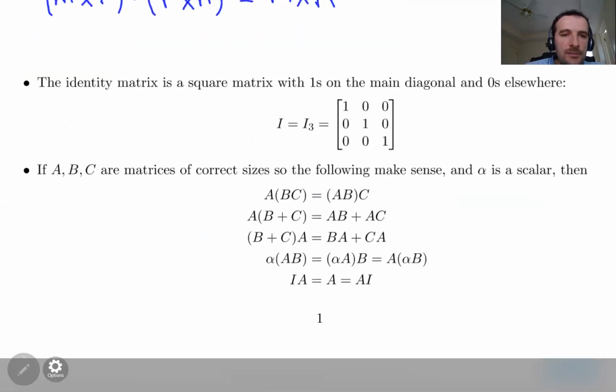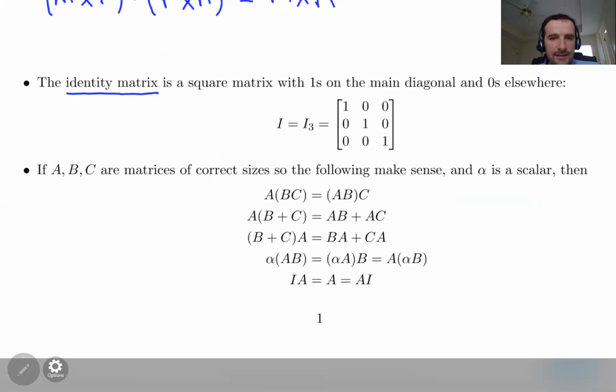Another important concept of matrices is the identity matrix. The identity matrix is a square matrix, which means the number of rows is equal to the number of columns. It's zero elsewhere, and the only non-zero entries are on the main diagonal, and they're all one. Okay. For example, this is a 3 by 3 identity matrix.